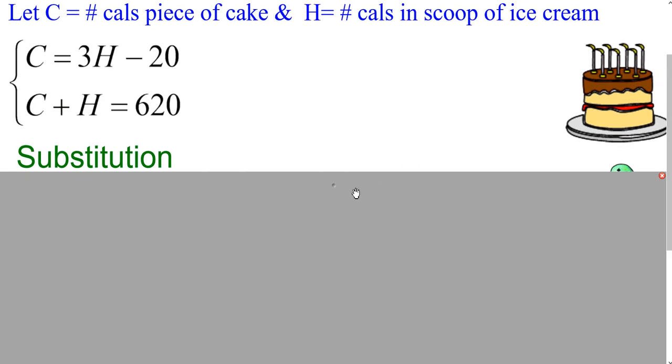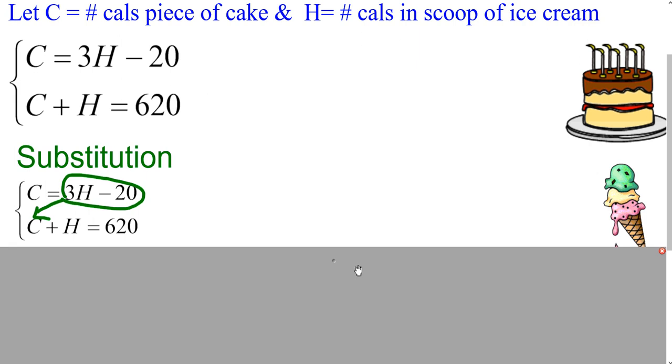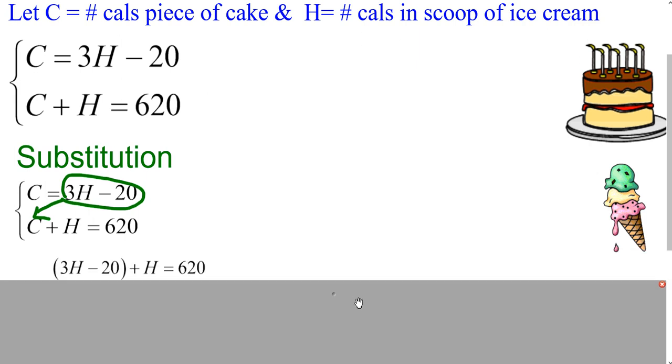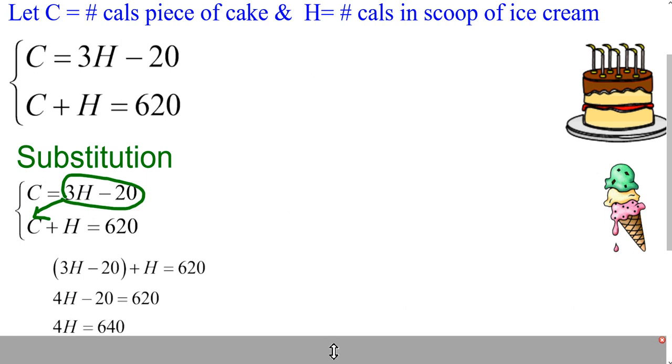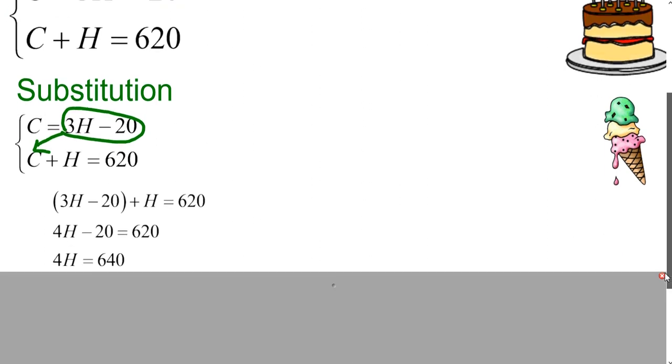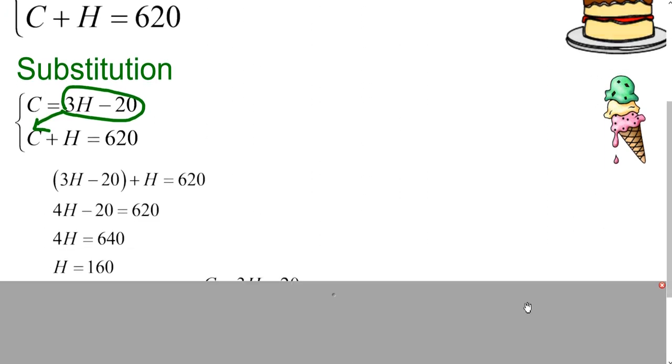So if we take C from the first equation and substitute it into the second equation, what's going to happen? Well, now we'll have 3H minus 20 plus H equals 620. And notice how we need to simplify the left-hand side of our equation. So we have some like terms to put together. So 4H minus 20 is equal to 620. We're going to continue undoing the equation to solve for H. So we're going to add 20 to each side and then divide by 4. So H equals 160 calories. That represents the number of calories in the ice cream scoop.